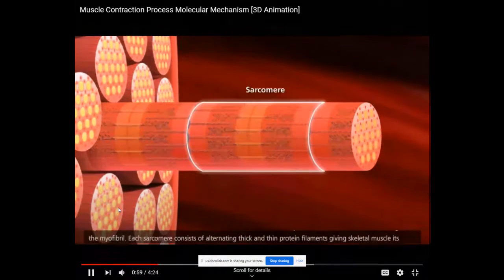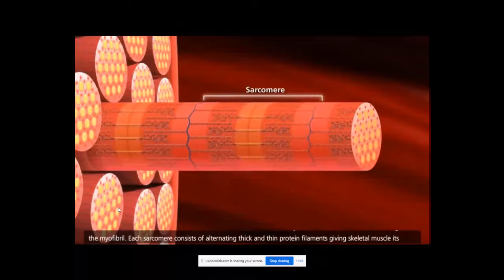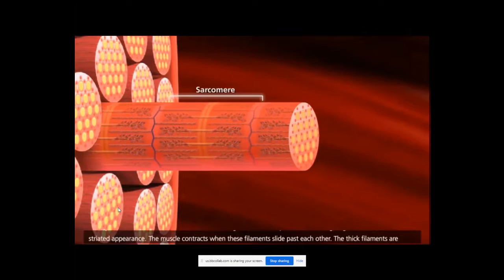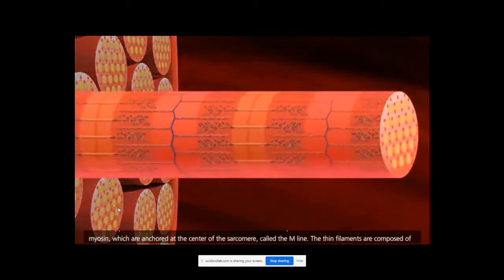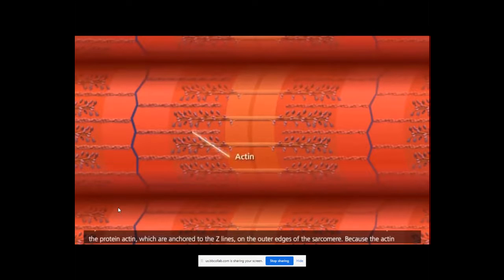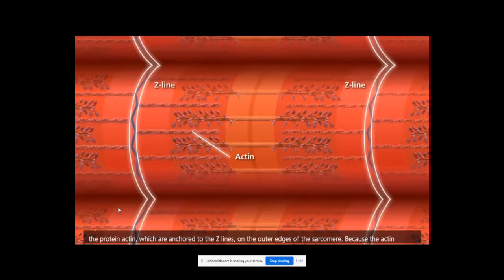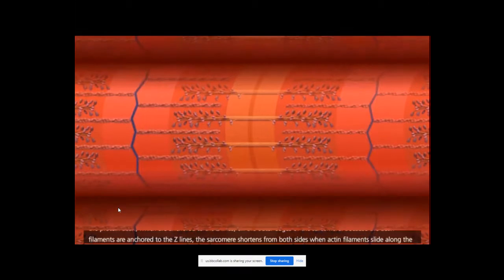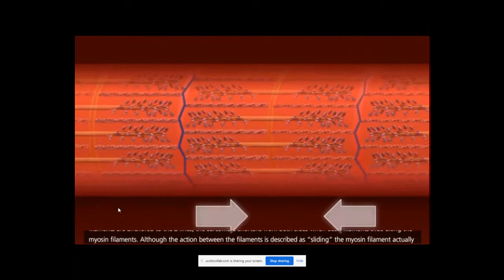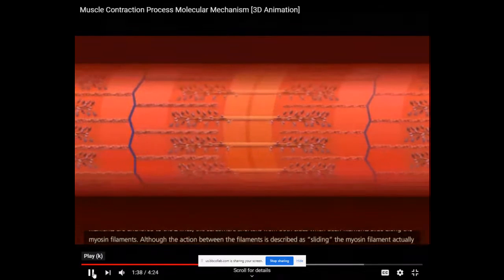Sarcomeres run adjacent to one another down the length of the myofibril. Each sarcomere consists of alternating thick and thin protein filaments, giving skeletal muscle its striated appearance. The muscle contracts when these filaments slide past each other. The thick filaments are myosin, which are anchored at the center of the sarcomere, called the M line. The thin filaments are composed of the protein actin, which are anchored to the Z lines on the outer edges of the sarcomere. Because the actin filaments are anchored to the Z lines, the sarcomere shortens from both sides when actin filaments slide along the myosin filaments.